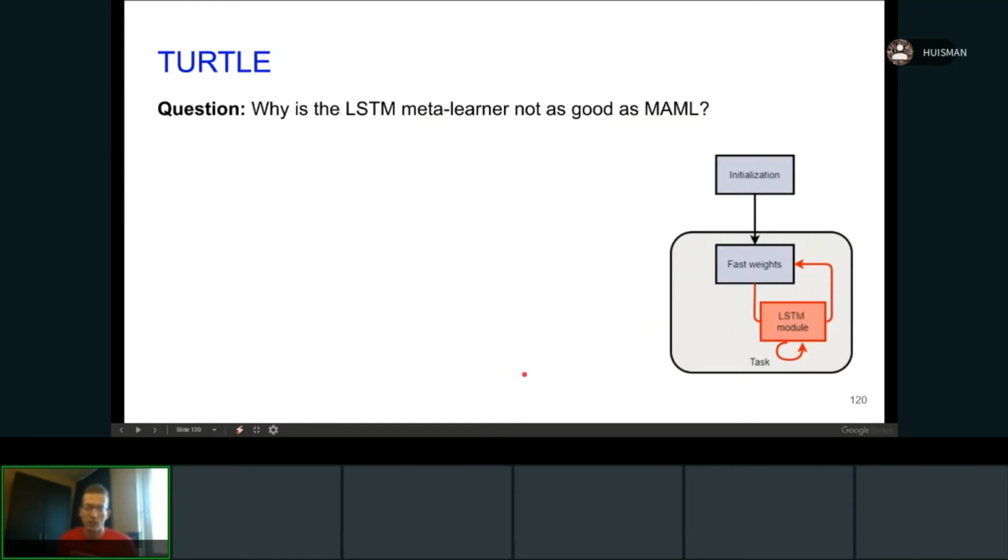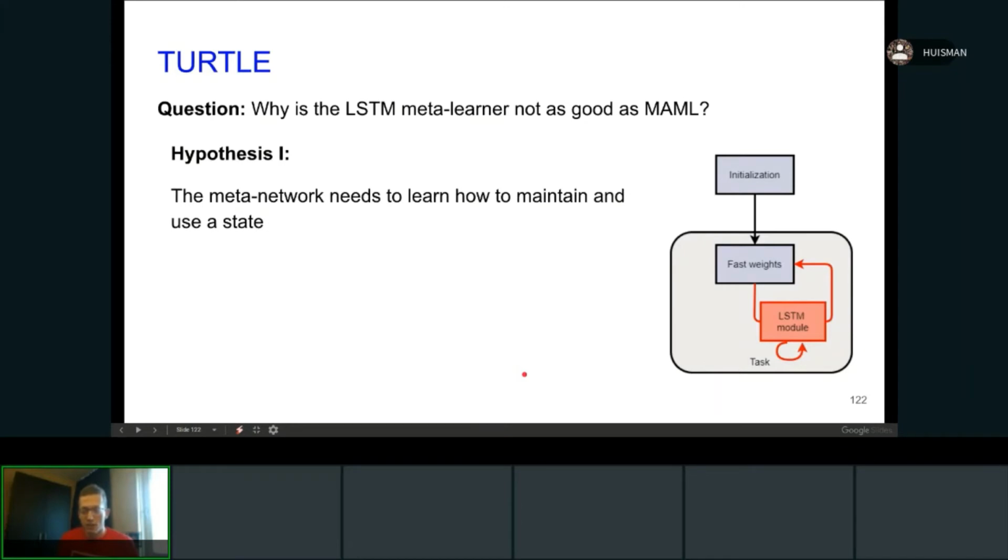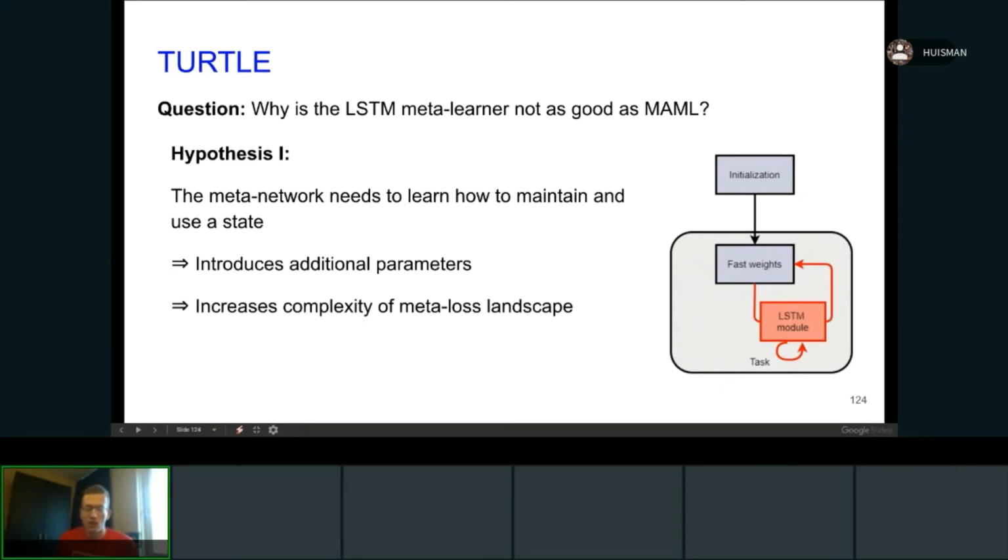Namely, the first one is that the LSTM model needs to learn how to maintain and interact with a state. And this introduces some parameters which may increase the complexity of the loss landscape that you're operating in. And in turn, this may make it more difficult to find a correct setting for this module.